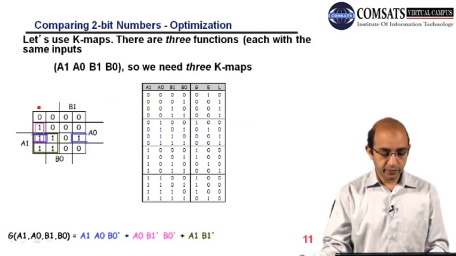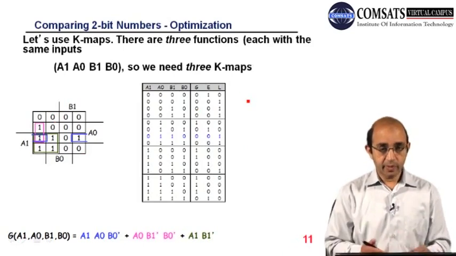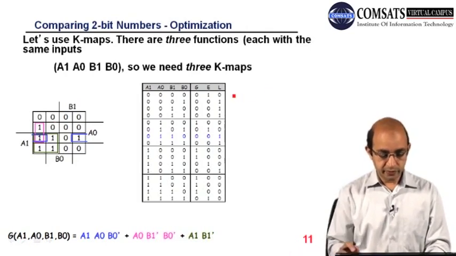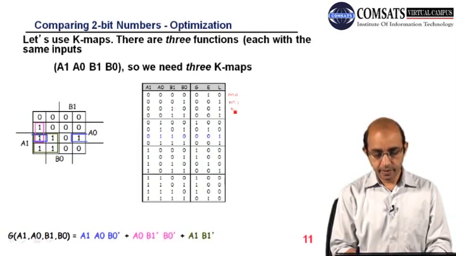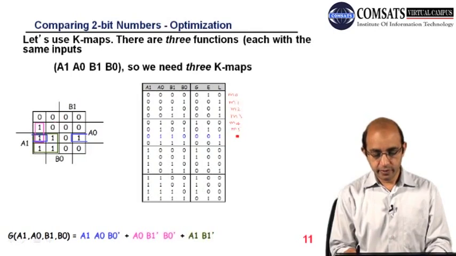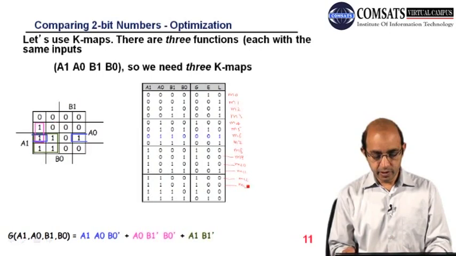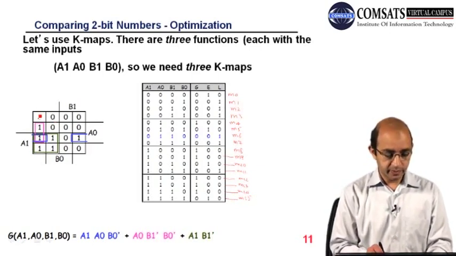So let's talk about the K-map. We have to draw the K-map, so let me write down the values. We are focusing on G here. We will start from M0, M1, M2, M3, M4, M5, M6, M7, M8, M9, M10 and M11, M12, M13, M14 and M15. So I will be mapping this over here.